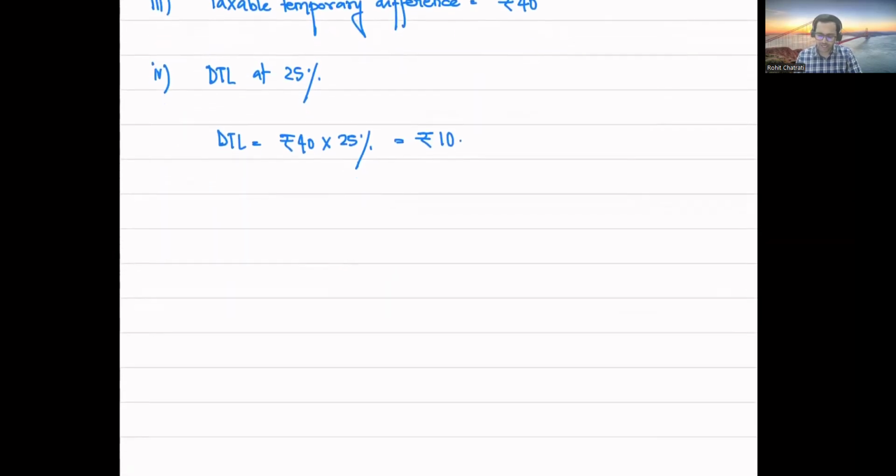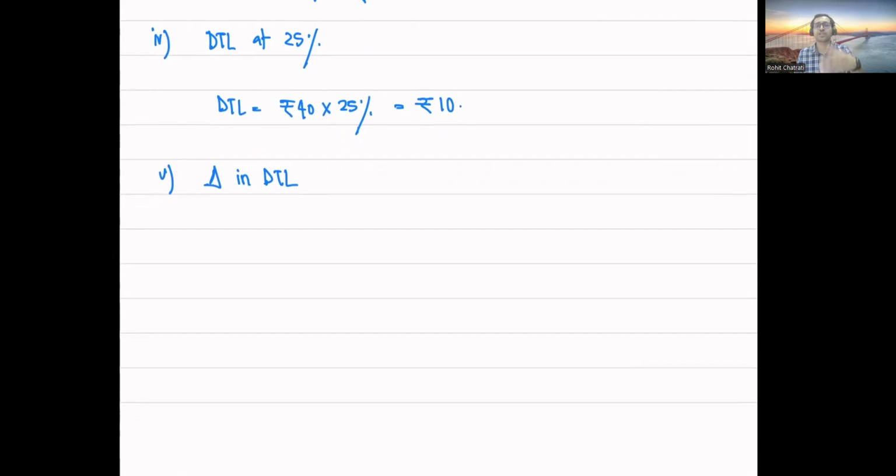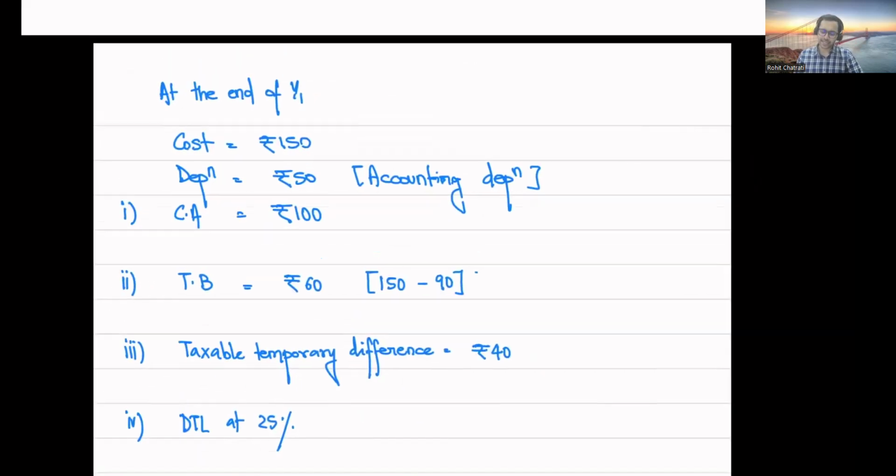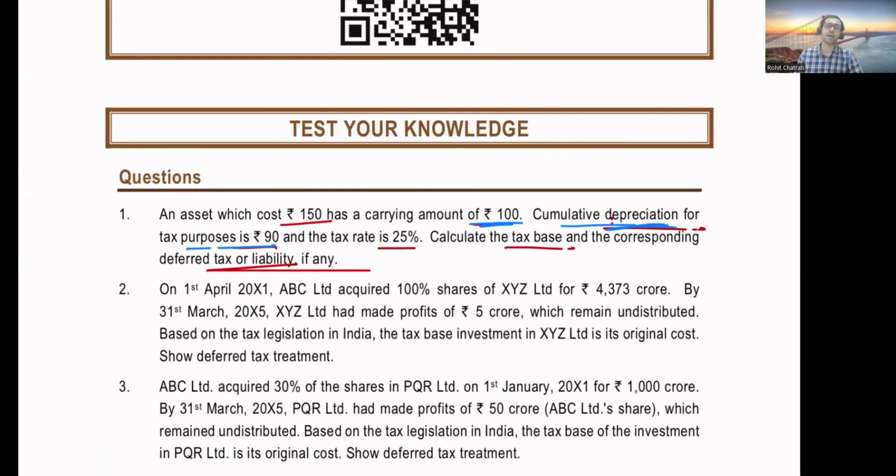What will the journal entry be? Obviously, step number 5, change in DTL, is not applicable because I do not have facts of the previous year. I've assumed that this is the first year. The question did not mention whether this is the first year or a subsequent year, and it did not give me the balance of DTL as per the previous year. Therefore, my change in DTL is also equal to rupees 10. Accordingly, my journal entry will be deferred tax expense debit of 10 rupees and credit deferred tax liability of 10 rupees. This is my journal entry with respect to creation of DTA and DTL. So that is with regards to question number 1 of TYK.